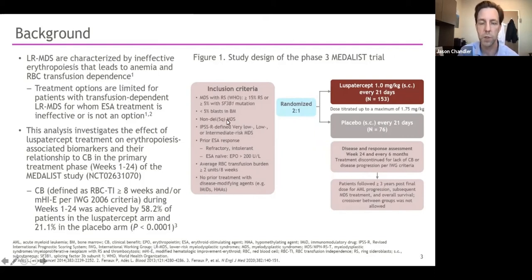They could not be a 5Q minus. They had to be the very low, low, or intermediate risk on the IPSS. They did have to have ring sideroblasts, which is part of the package insert as well. And then they either had to be refractory or intolerant to erythropoietin stimulating agents, or they had to have high levels, which would be the ones that would be less likely to respond. And these patients had to have a requirement for at least 2 units of blood every 8 weeks to be eligible for this. And they had not had a previous hypomethylating agent or IMiD.